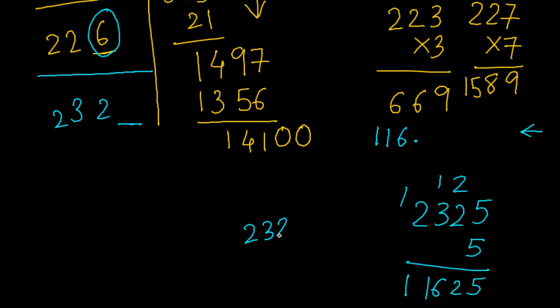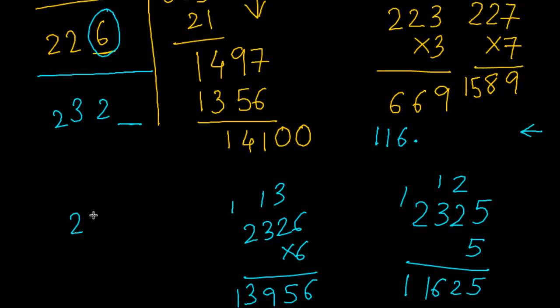2326 into 6 may cross this one. But let us try. 6 6s are 36. 6 3s are 18 plus 1, 19. 6 2s are 12 plus 1, 13. That's working. And let us try with 7 also, just to confirm that we are not going on a wrong track, because still this number is less than 14100.